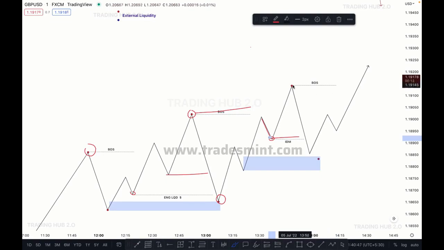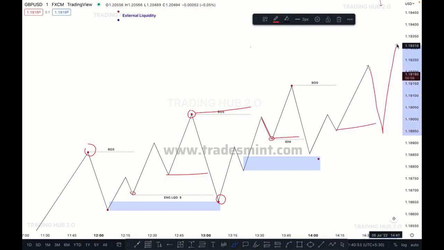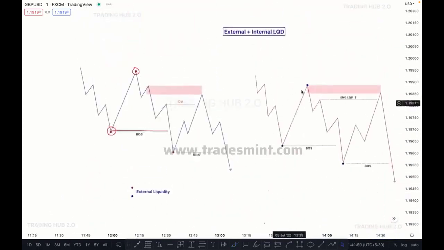If the market wants to go higher, then the market must take out a low first and then go higher, and this move actually generates after taking out this low. The same thing applies in a bearish market, as here.